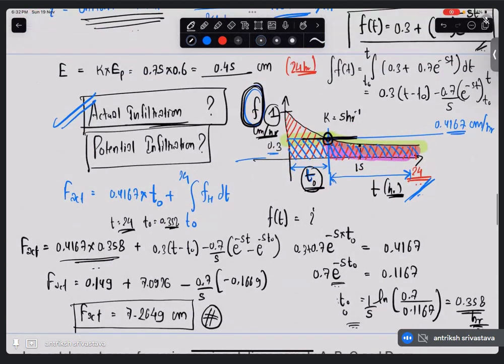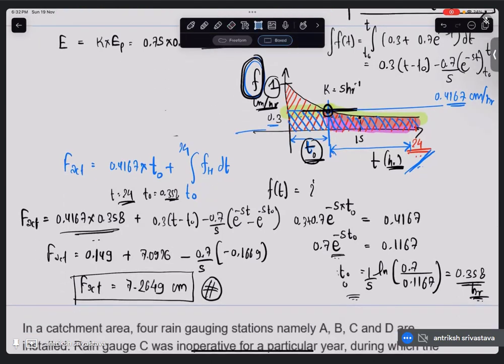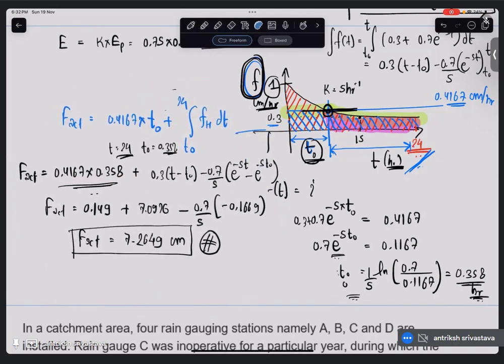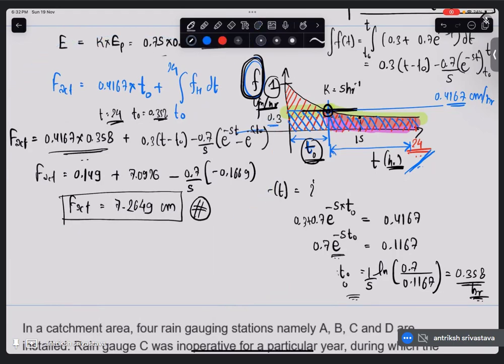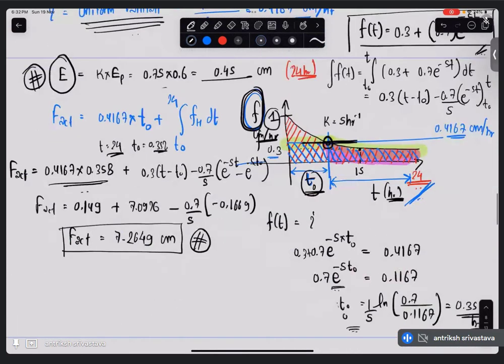Now I don't want to go to the next question area, but let me erase this, and let me move this up. Okay, so this is your actual evaporation. Oh, sorry, actual infiltration. We know our actual evaporation. We know infiltration. And we also know the total precipitation. So we can now easily calculate the runoff. So our evaporation is 0.45 centimeters. Our infiltration is 7.2649 centimeters. And we are going to have some runoff. And total precipitation was 10 centimeters.